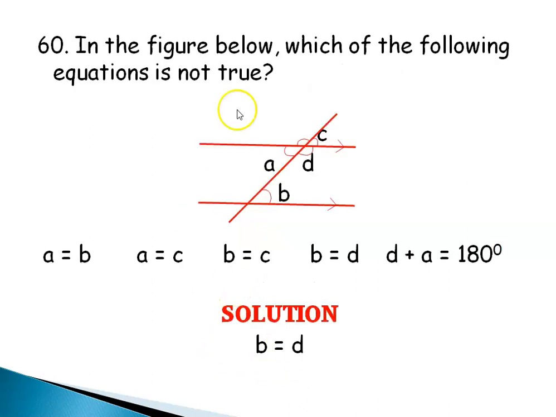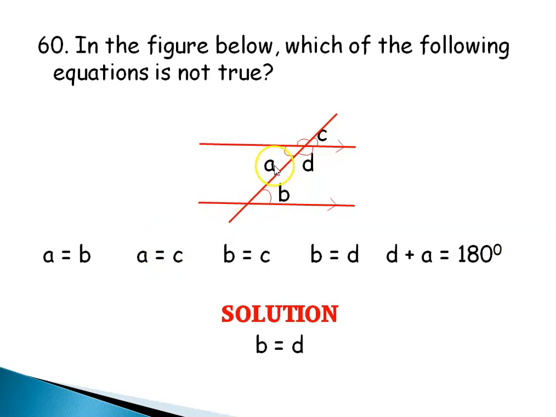Now, question 60, which is the last question for this series. In the figure below, which of the following equations is not true? Okay, so let's look at this. These are the equations. Let's see which of them is not true. A is equal to B. This is A, this is B. Yes, this is true because A and B are alternate angles.